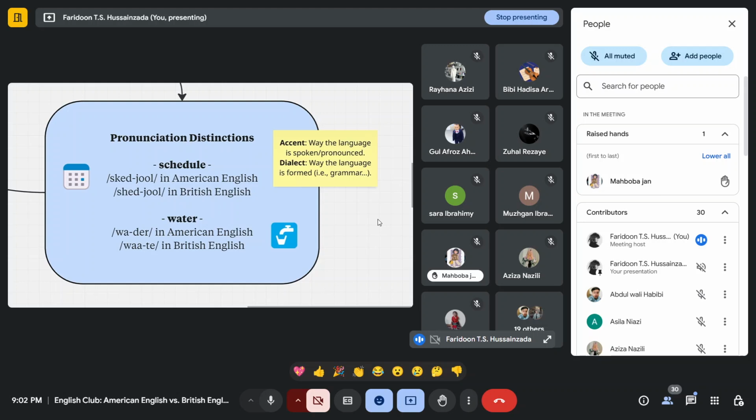But in general British English, the one that we're talking about, UK, they don't. Yeah, they don't pronounce the R at the end. Yes, Mabuba, do you have a question?